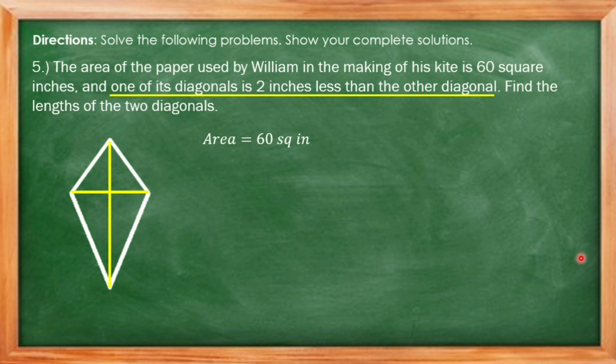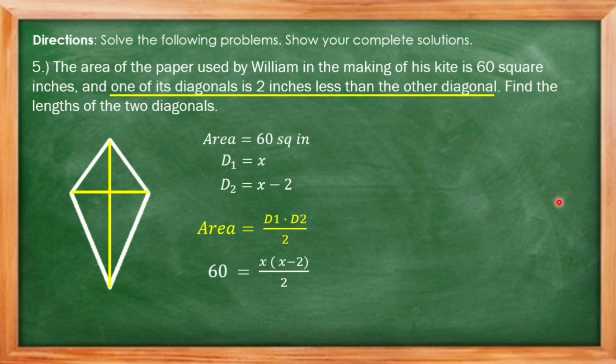So, since hindi binanggit yung measure ng isang diagonal, so we will represent the other diagonal by x. So, yung diagonal 1 is x, as in diagonal 2 natin is x minus 2 kasi 2 inches less than the other diagonal. Okay, so gamitin natin uli yung formula ng area ng kite. So, we have area is equals to diagonal 1 times diagonal 2 divided by 2. Okay, so substitute natin, ang area is 60, then is equals to, yung diagonal 1 natin is x, times diagonal 2, x minus 2, divided by 2.